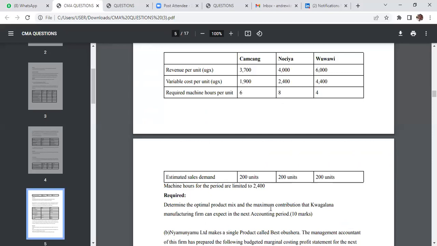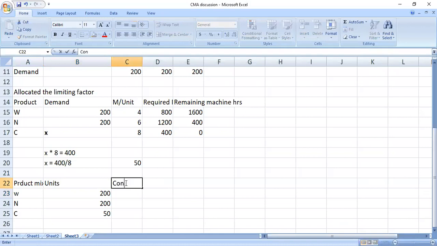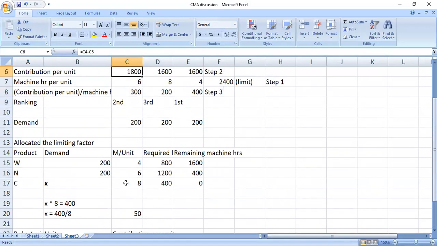They're saying, what's the maximum contribution? Now, the maximum contribution is, of course, based on the quantities that you've come up with. So if I go back to my working, I'll just look for contribution per unit of each product. So for W, contribution per unit is given by... You don't use the one of labor hours. You don't use the one of contribution per limiting factor. You use contribution per unit.